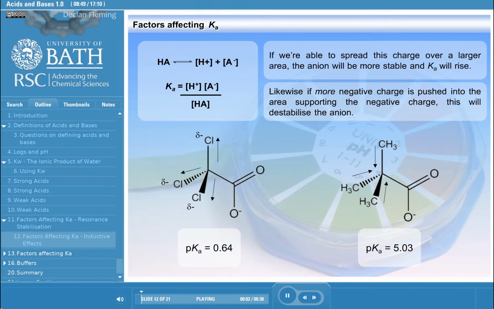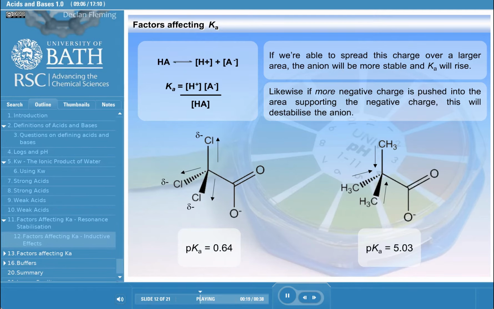If we can increase the stability of the ion still further, pKa will drop. One way is to use highly electronegative atoms to pull that negative charge towards them, which in effect distributes it over even more of the molecule. We call this an inductive effect.